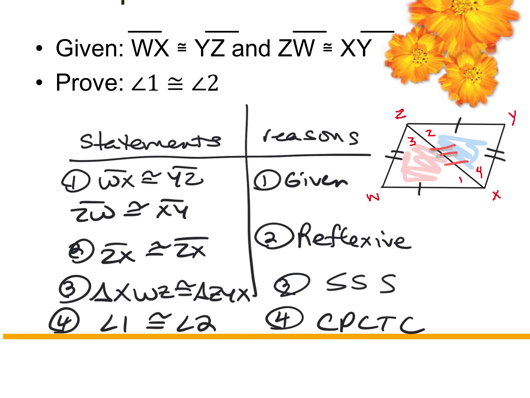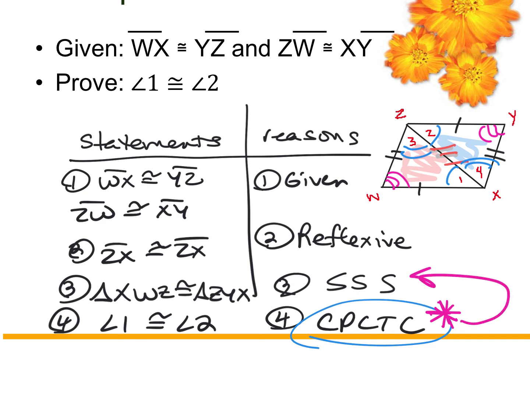So we can go back and state that this angle is congruent here. I could also say that 3 is congruent to 4 by this same reason, CPCTC. Or I could also go back and say that angle W is congruent to angle Y, again, by corresponding parts of congruent triangles are congruent. So remember, whenever you want to use this as a reason in a proof, you need to have first proven the triangles congruent.